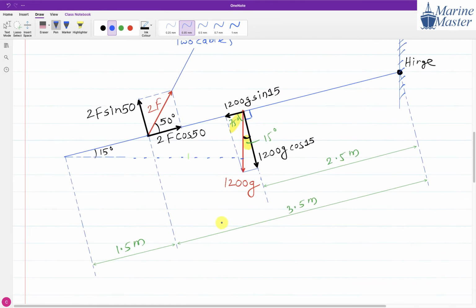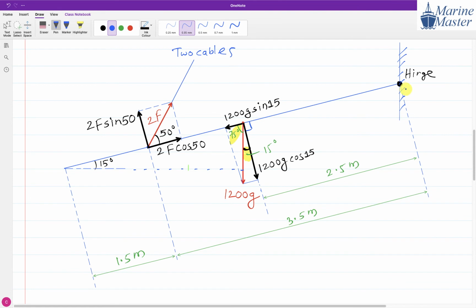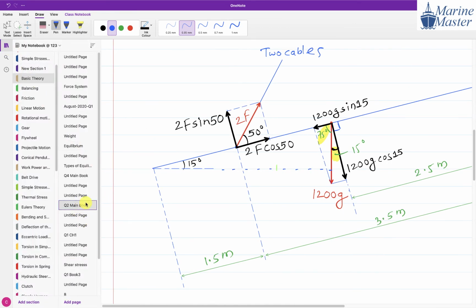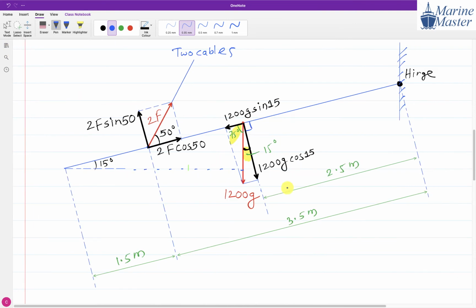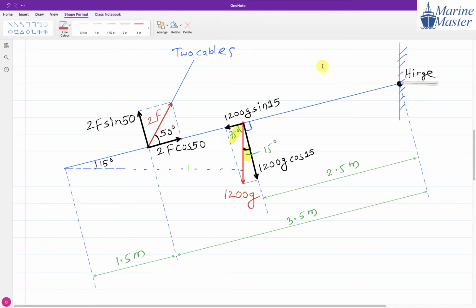If you observe this numerical, on this pin a reaction force is going to develop. Whenever there is a pin or hinge, as we discussed in the last numerical, a reaction force is going to develop, and that reaction force is like a shear force. This reaction force will have two components. One component is in the X direction, and another component is in the Y direction.